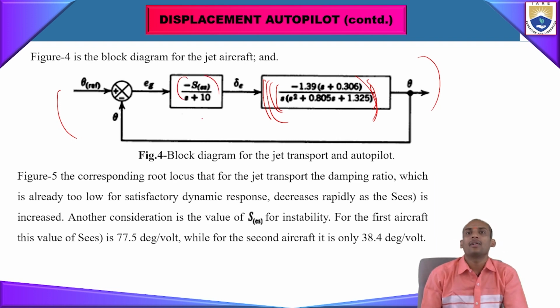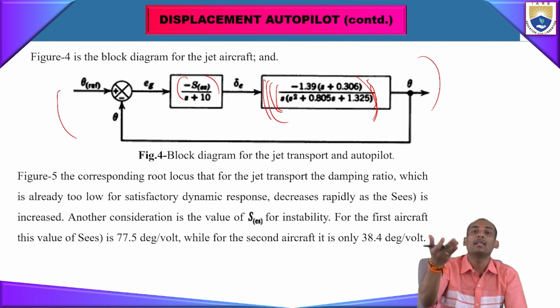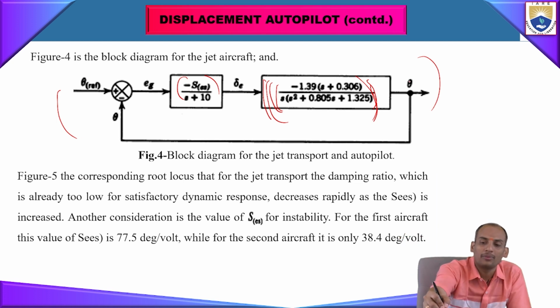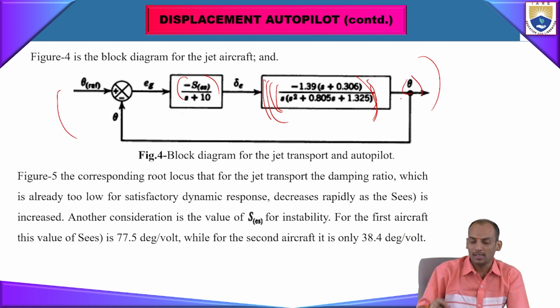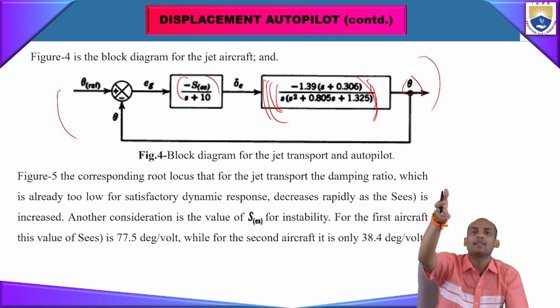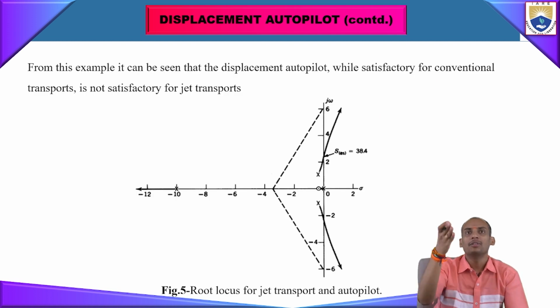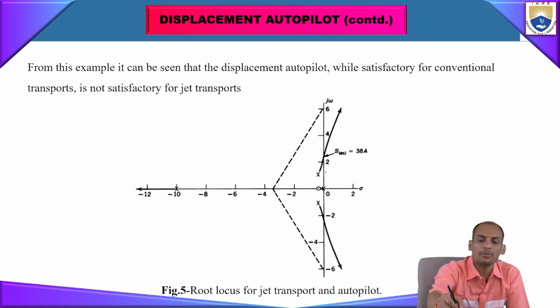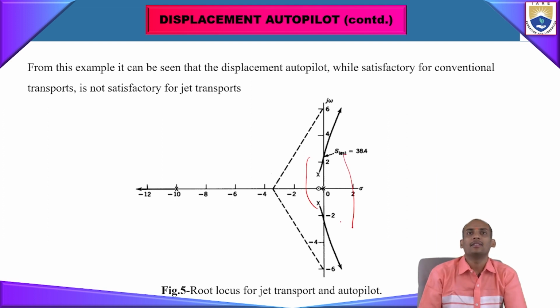Another consideration is the value of SES for instability. For this aircraft, SES is 77.5 degree per volt, and for the second aircraft the value is 38.4 degree per volt. What are these degrees? Those are theta values, the theta reference values we are giving to that output. For those values, we get a response frequency of this much. See here the root locus of the jet transport function. Here the root locus has somewhat decreased compared to the previous results.